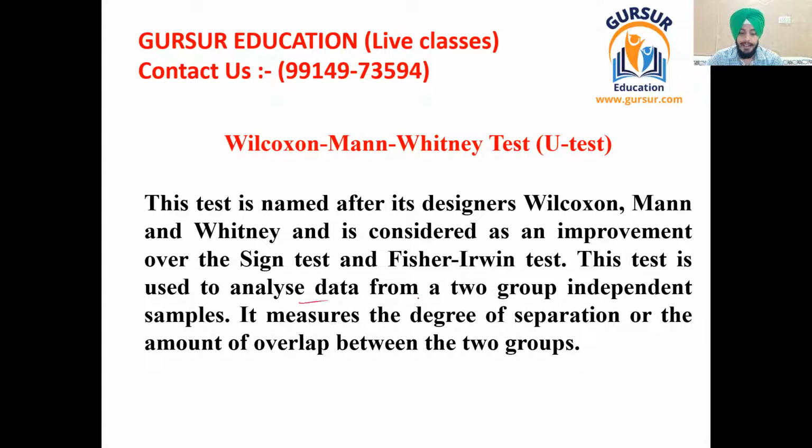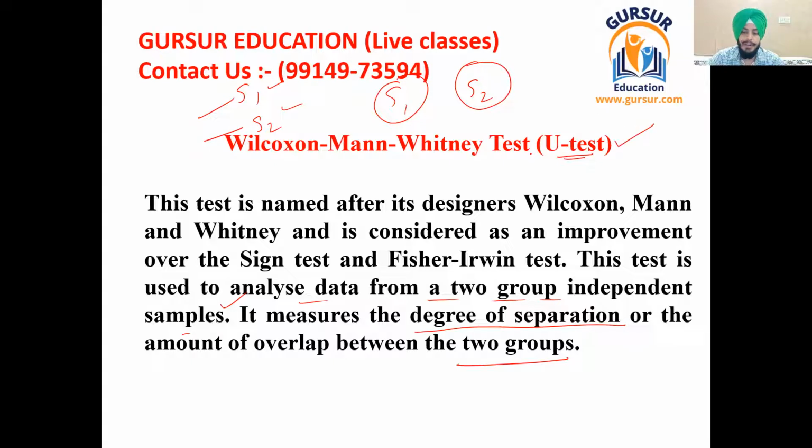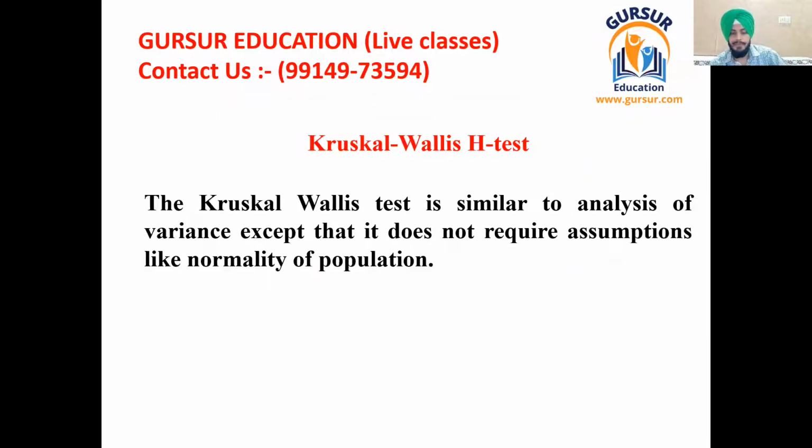So what does this test do? It simply analyzes the data from two independent samples. This is sample 1, this is sample 2. These are two independent samples, and this analyzes the difference between them independently. It measures the degree of separation between two groups, how much S1 differs from S2. This is an improvement over the sign test, as it tells you the degree of separation, or the amount of overlap, between the two samples.